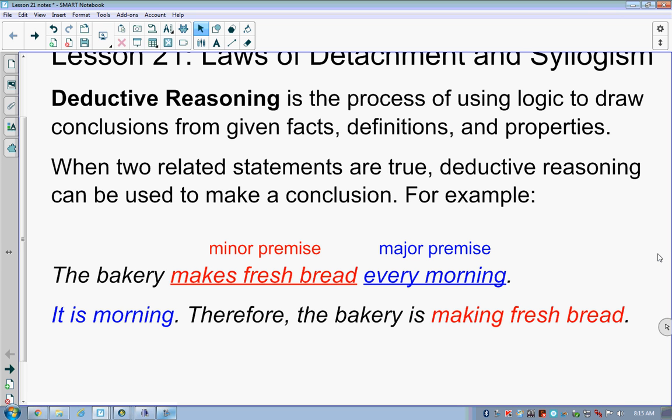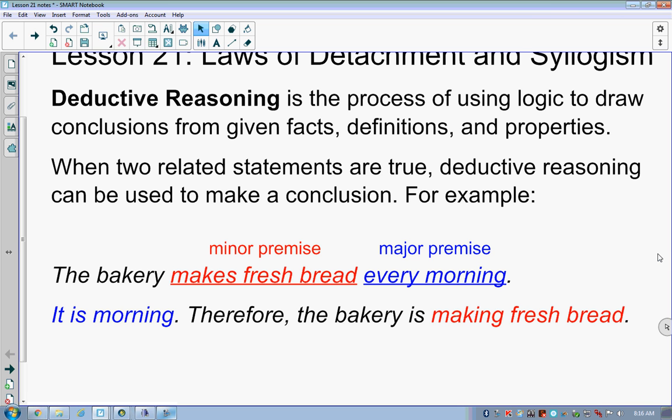So if we have the bakery makes fresh bread every morning, it is morning, right? This is what I'm deducing, or this is the next given fact. This, therefore, is my deduction, what I'm deducing from the fact that it's morning. Because my given is my major premise, I can deduce the minor premise.